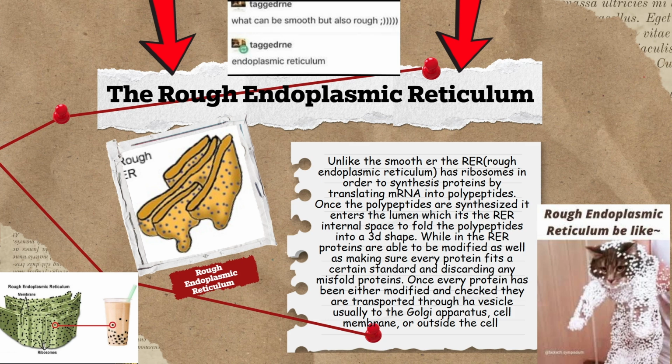As well, they check to see if every protein fits a certain bar, discarding any misfolded proteins. Once every protein has been modified and checked, they're transferred through a vesicle, usually to the Golgi apparatus, cell membrane, or the outside of the cell.